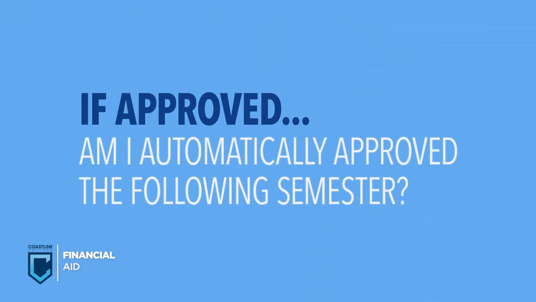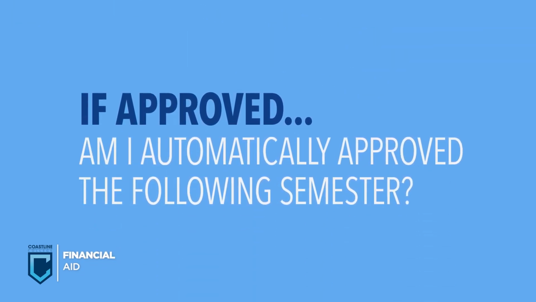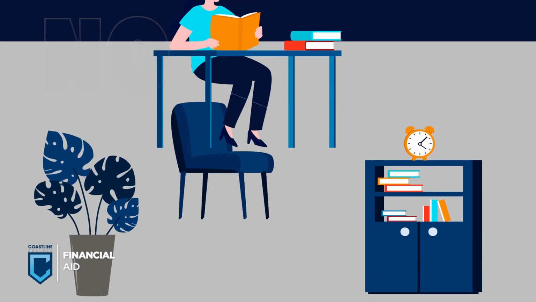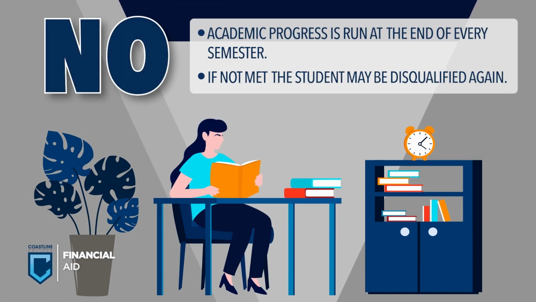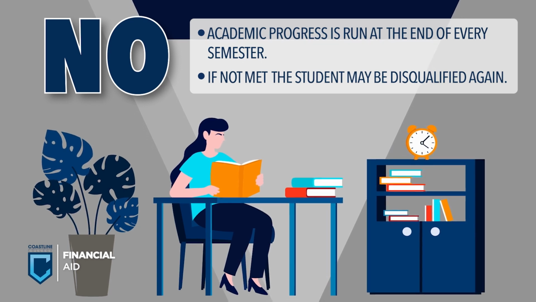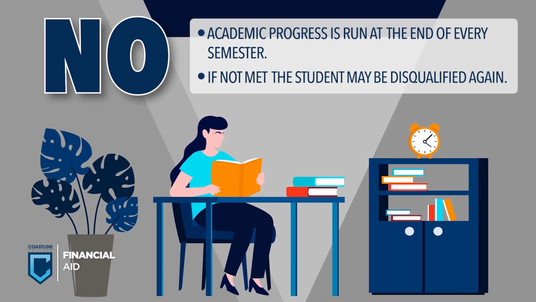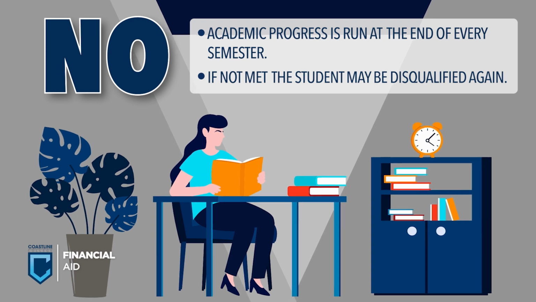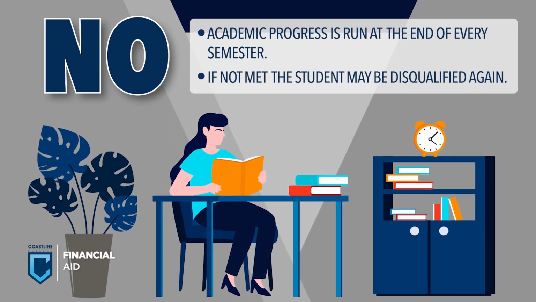More questions and answers. If my appeal is approved, does that mean I am automatically approved the following semester? No. At the end of the semester, we will review your grades to ensure you've met the approval requirements. You will remain approved for the following semester if you meet the appeal approval requirements. If not met, you will be disqualified.